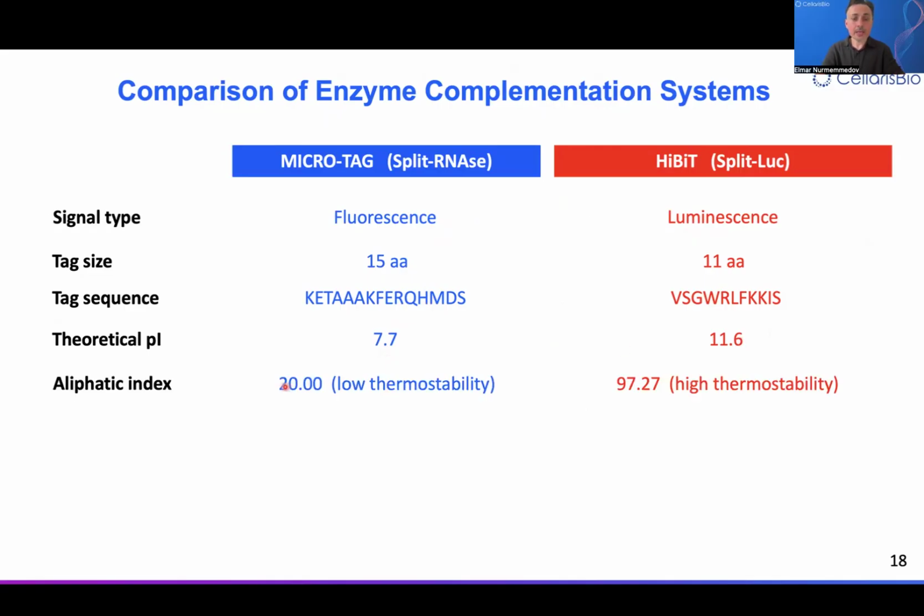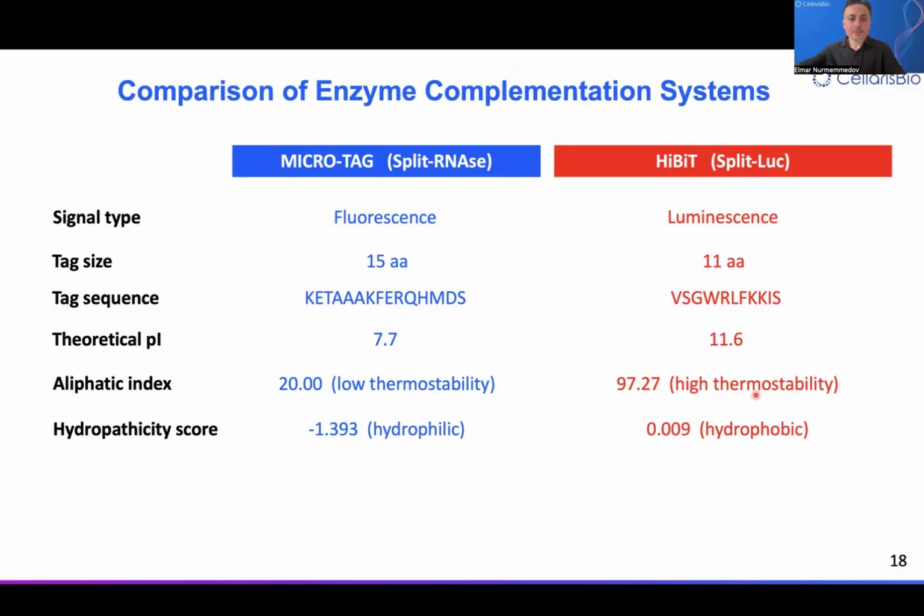Aliphaticity index 20 versus 97.2. This means that in the case of microtag, the tag is thermally not stable. It means that it does not contribute to the stability of the target protein it's attached to. In the case of hybrid, it's highly thermally stable, potentially contributing thermally to the stability of your target protein.